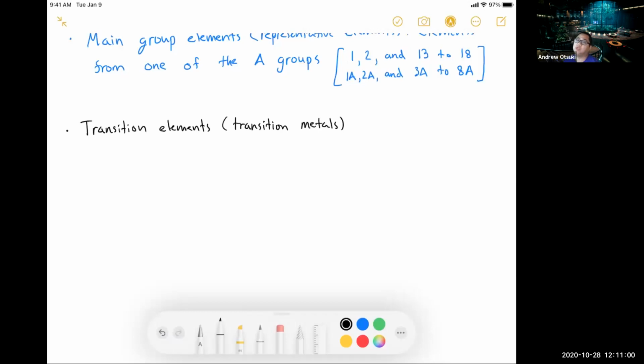General chemistry gives a brief overview of transition metals, or what we call inorganic chemistry. They are the elements in the B groups, so groups 3 to 12, or 1B to 8B.